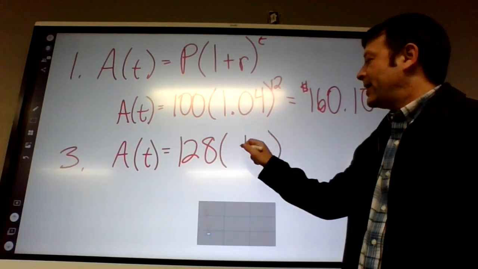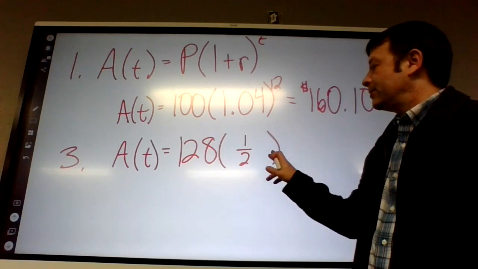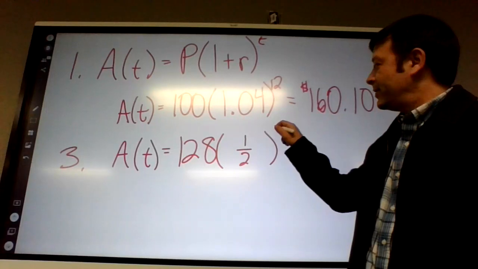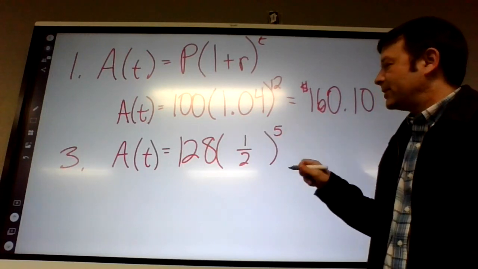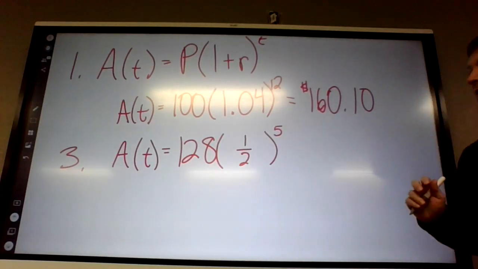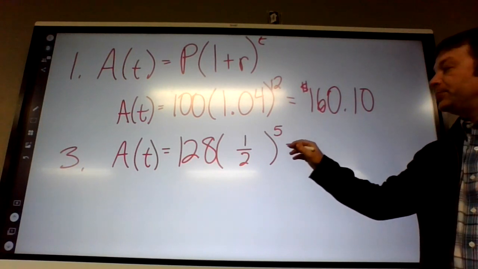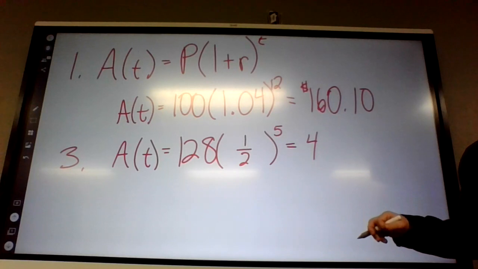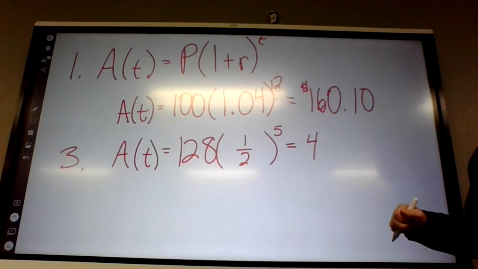It's just going to be half of what it was every round. That's smart. And after 5 rounds, so that would be 5 times, how many people are there going to be? 4. I kind of just divided by 2 over and over again.